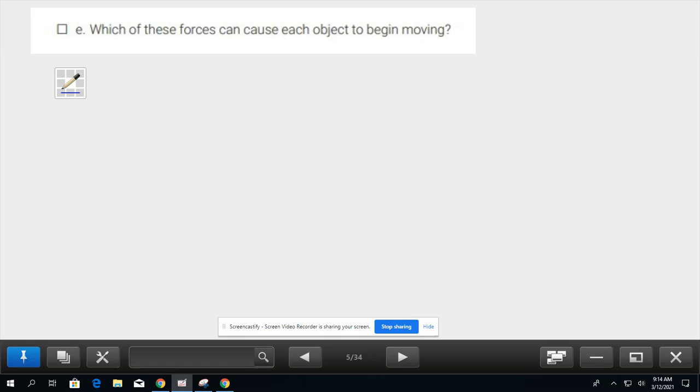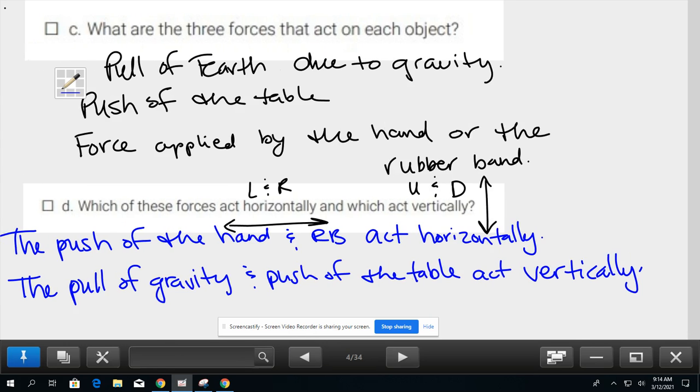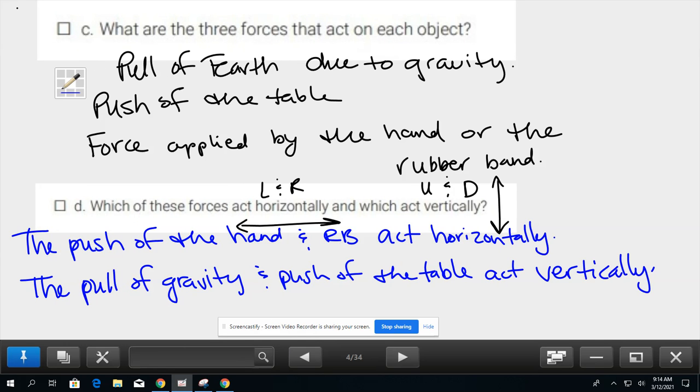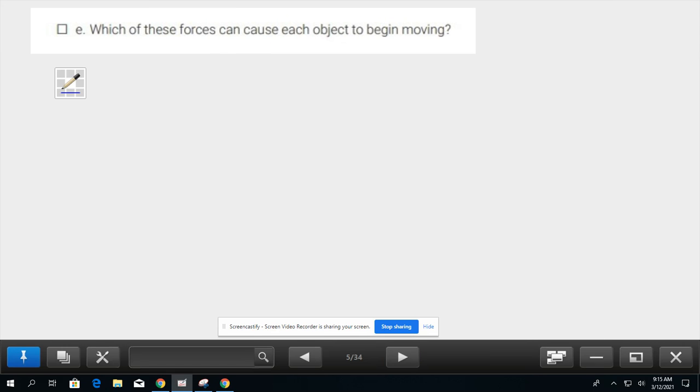Which of these forces can cause each object to begin moving? Okay. Which of these forces cause the object to begin moving? So what do you think about this? Did our objects move horizontally from left to right? Or do they move vertically up and down? Did they fall down? Were they thrown up? Or did it roll left to right? It rolled left to right.